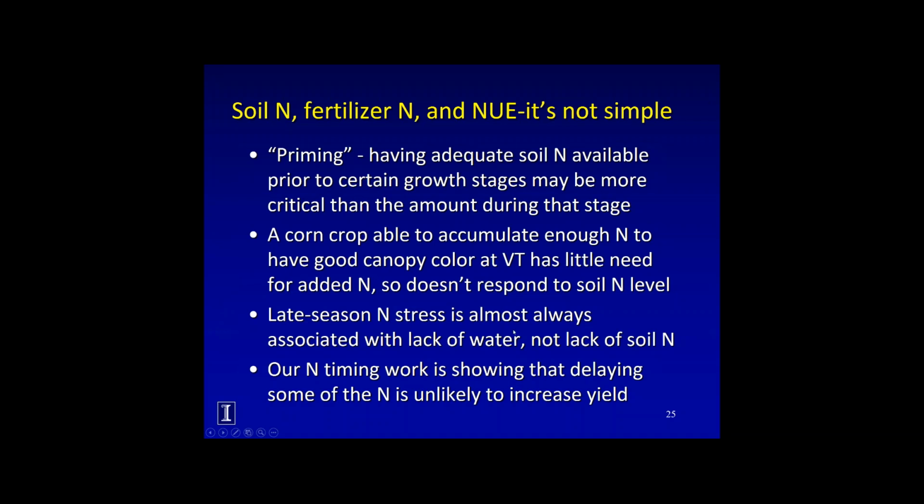Late season nitrogen stress, this idea that the crop will run out of nitrogen, almost never actually happens. If it's got good color at pollination time, generally the lack of nitrogen or firing that we see late in the season is not a lack of soil nitrogen, it's a lack of water to bring it into the roots and lack of water for the plant to function. And it's really a physiological response of the plant to losing its ability to photosynthesize, and that's all dependent on water in almost every case. And our nitrogen timing work is showing that delaying some of the nitrogen is not very likely to increase yields.